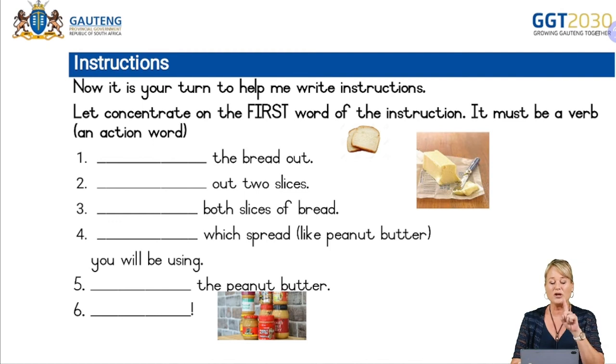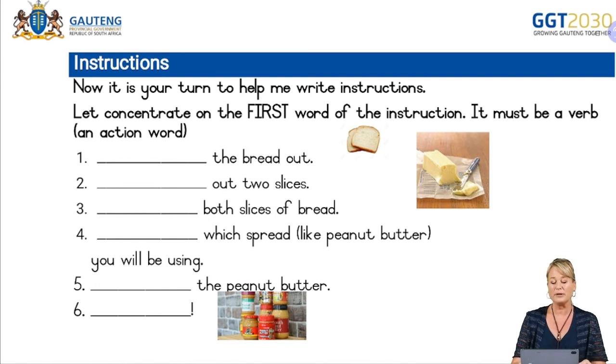Let's concentrate on the first word of the instruction. Remember, I taught you to be a verb. It must be the action word, the imperative verb first. So we are looking for verbs now. The pictures are going to give you a little hint. So something the bread out, we could get the bread out. Something out 2 slices. So we could take out 2 slices.